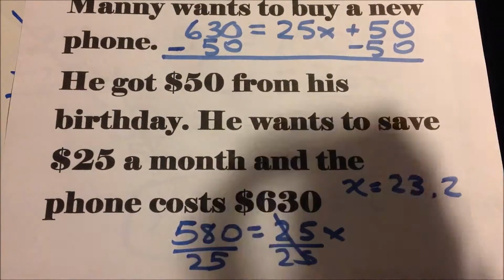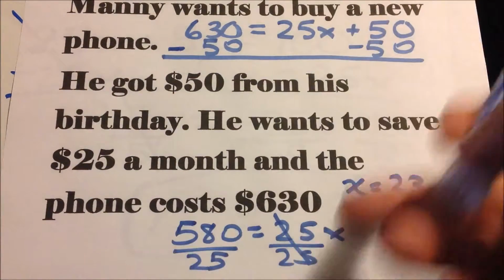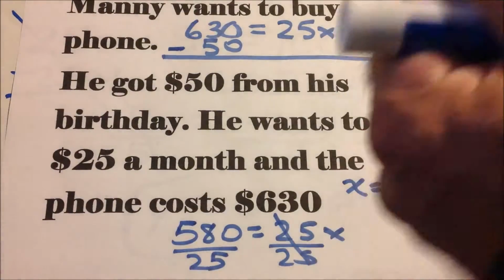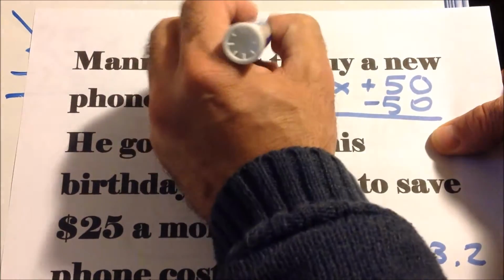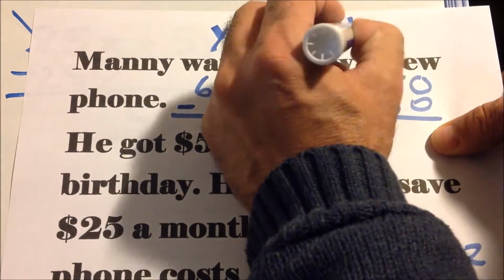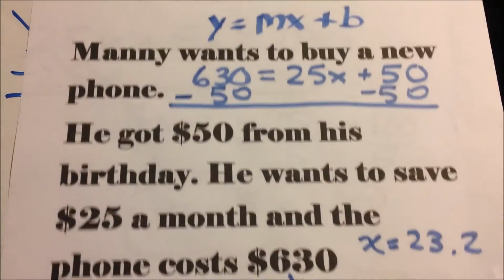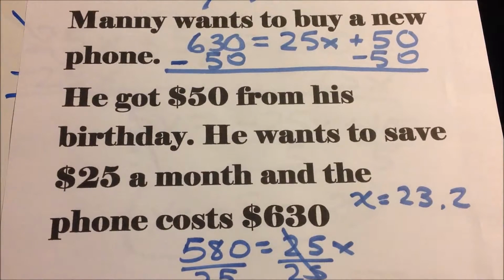So in this case, with this word problem, it was best to use slope-intercept form, y equals mx plus b. It was laid out perfectly for that. Now some word problems, sometimes it's best just to use standard form. So let's do a word problem where we can use standard form.